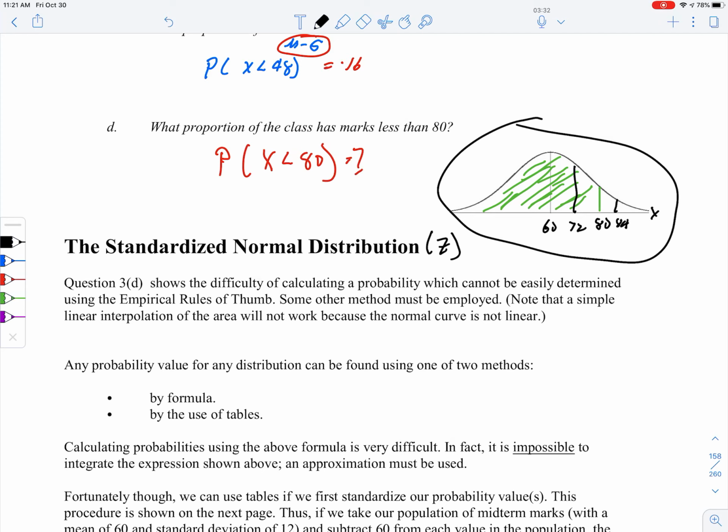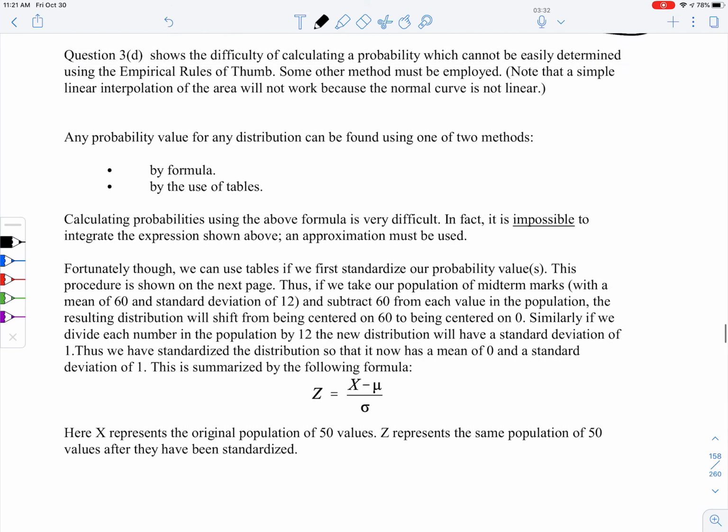It's somewhere about 2/3 of the way between the two, but you can't interpolate and say it's exactly 2/3 because of the fact that this is a curved distribution here. And so you can't use a linear interpolation. So there's got to be a better way of handling this. And this is where we're going to use something called the standardized normal, or informally the Z distribution.